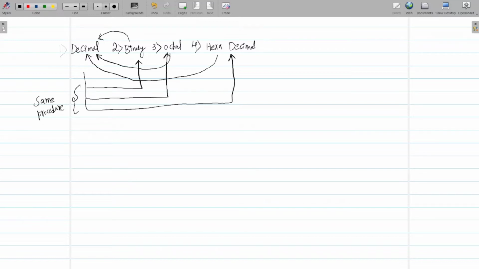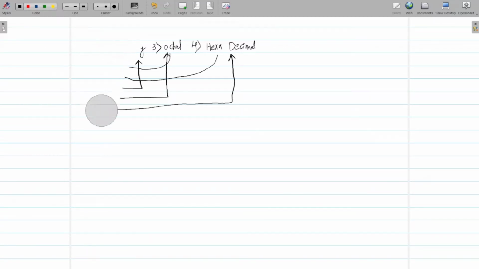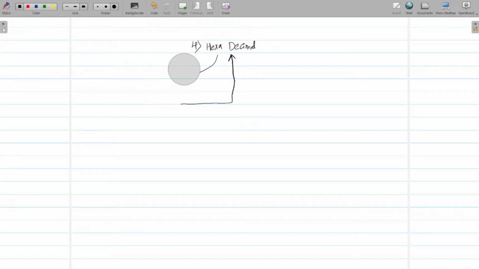Okay, let us see the first conversion, which is decimal to binary conversion. We'll follow the same procedure for each and every conversion. That's why it is very important to understand the basics. So the topic for today's discussion is decimal to binary conversion.